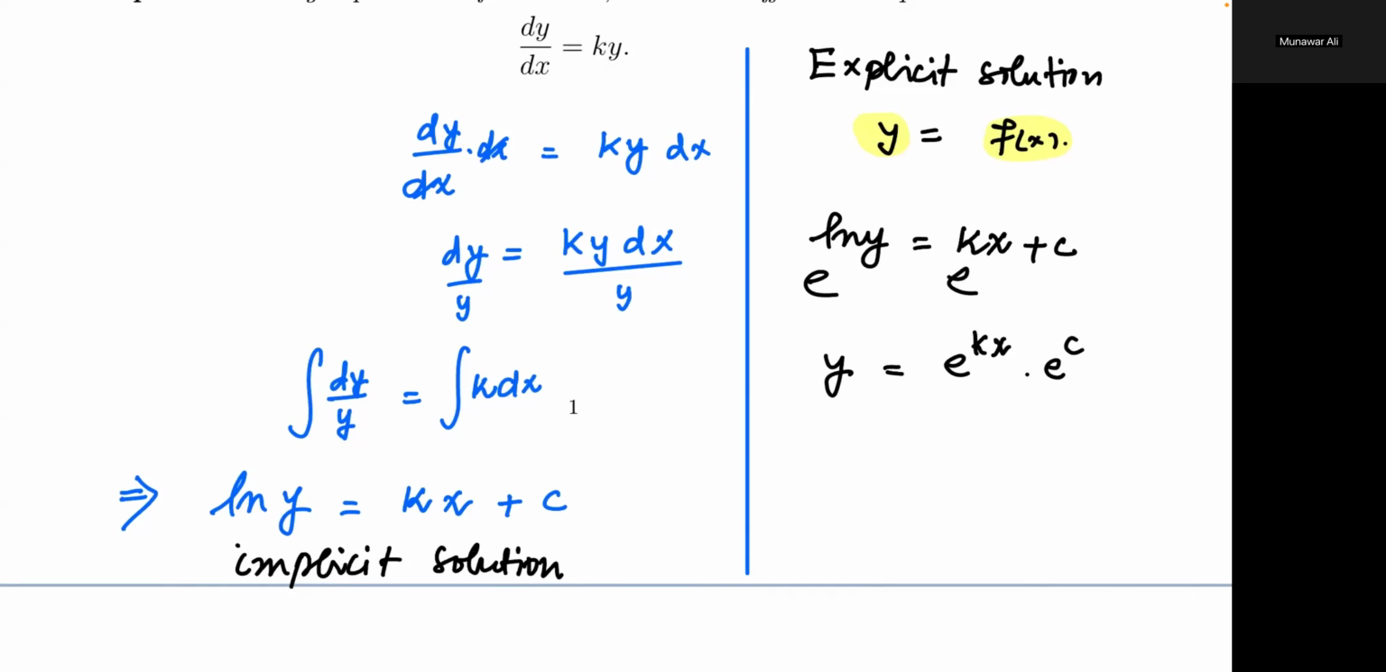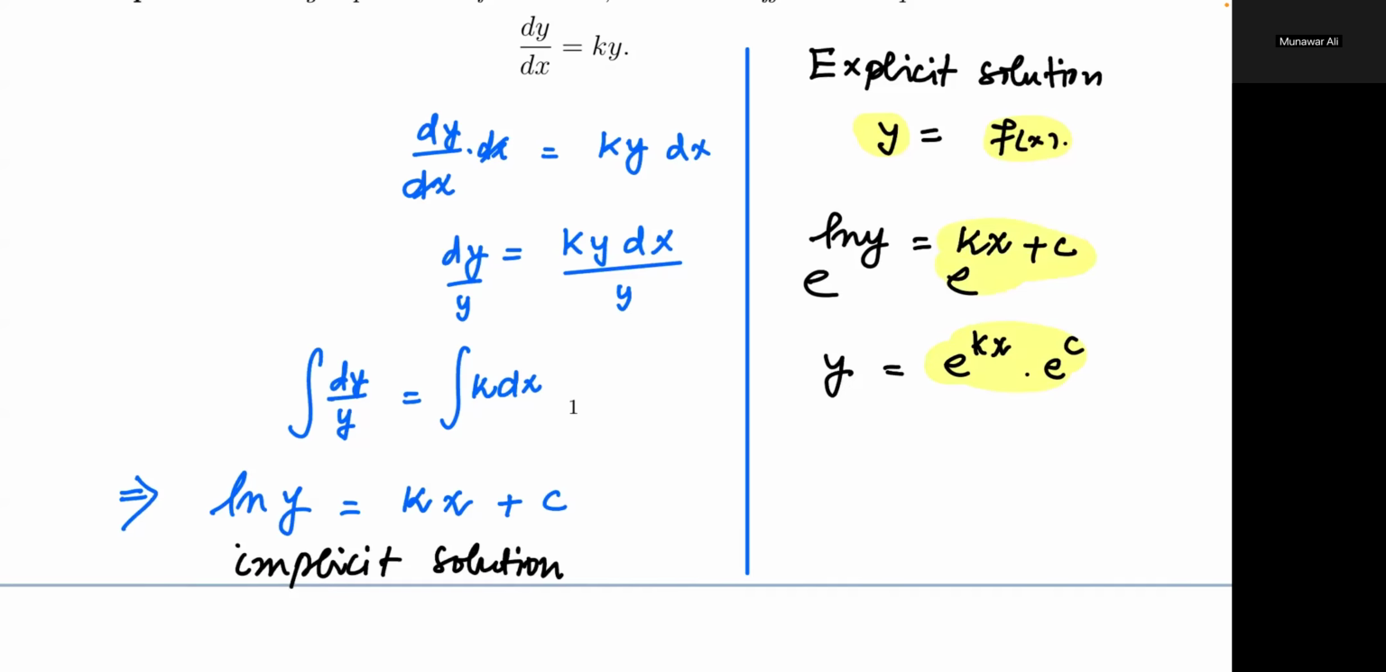Can I do this? e to the kx plus c is the same as e to the kx times e to the c, because if you have the same bases, you can add these exponents. Why wouldn't it be e to the kx plus e to the c? No, because once you have a product, you can take the same base and add the exponents to get this.